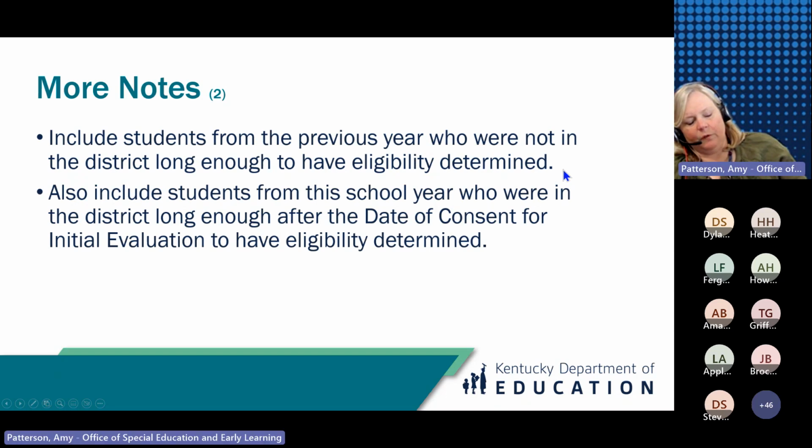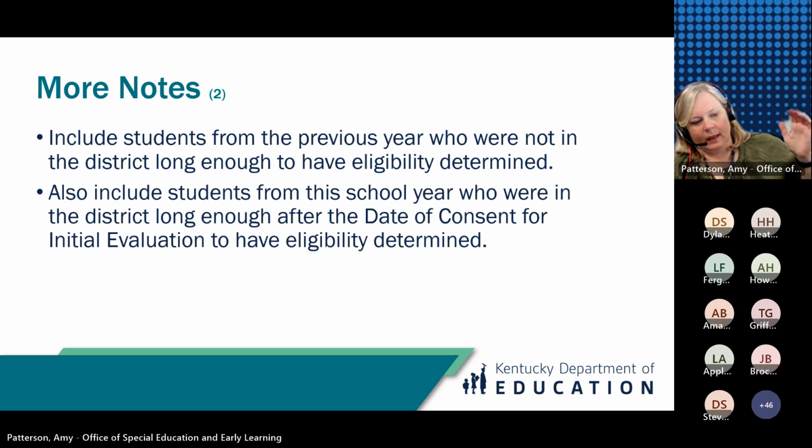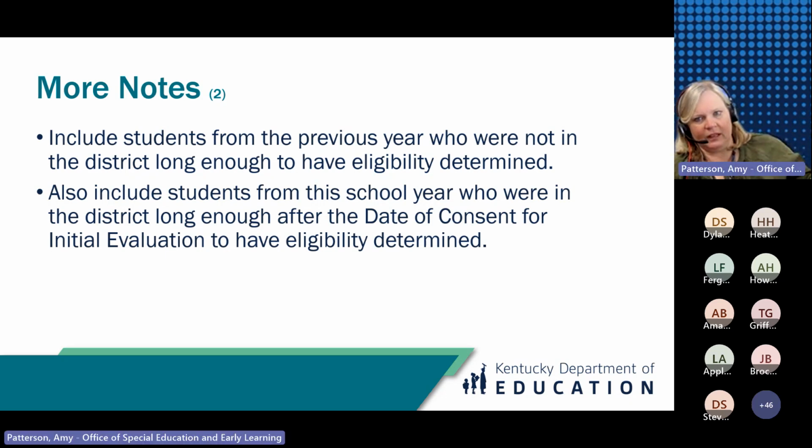Okay, this is new this year, and if you've already submitted your report and didn't do this, I'm okay with that. But going forward, we're going to need to do this. The way Infinite Campus is set up, and I mentioned this earlier, it can only run the report for 1 school year at a time. So if there were kids for whom you got a consent at the end of the 21-22 school year, let's say in April of 2022, you got a consent to evaluate for that student.